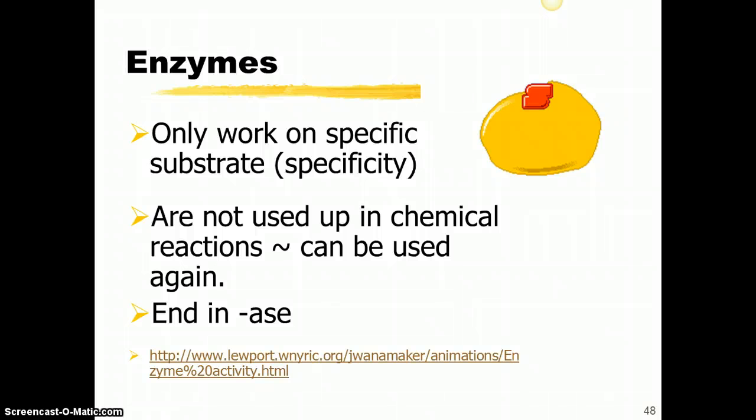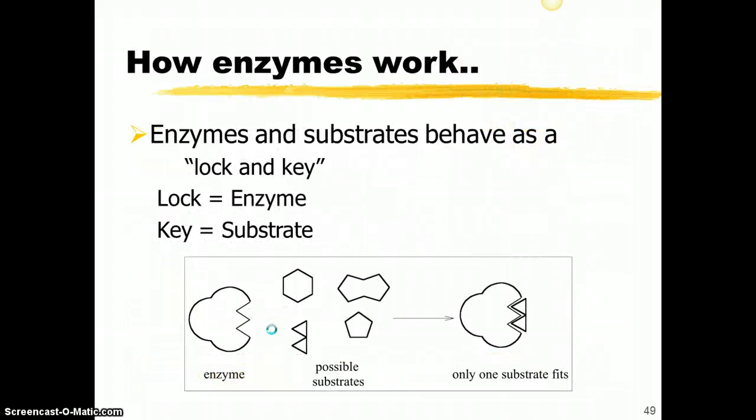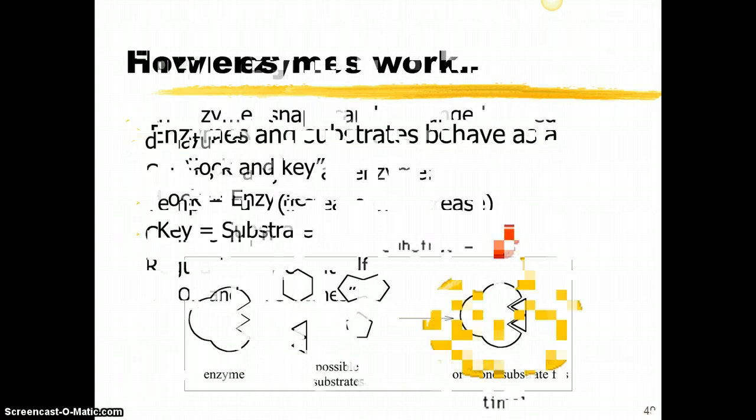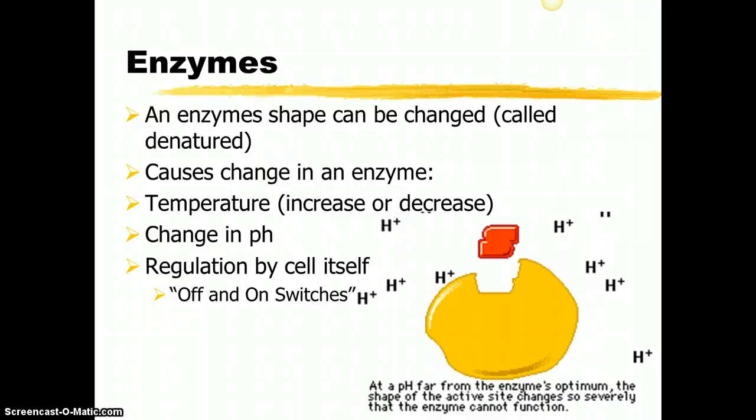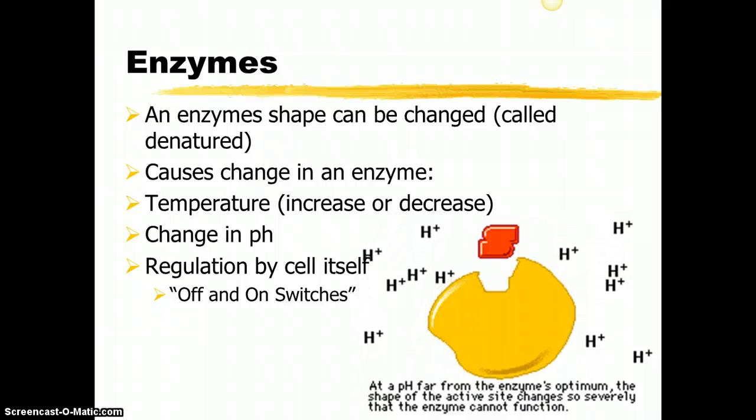Remember, enzymes are used in digestion and to break down food. Any word ending in ASE, we talked about it being an enzyme. So here's our lock is our enzyme, our key is our substrate, and this thing is called a lock and key model. So what causes an enzyme not to work? That's the important part that we need to understand.